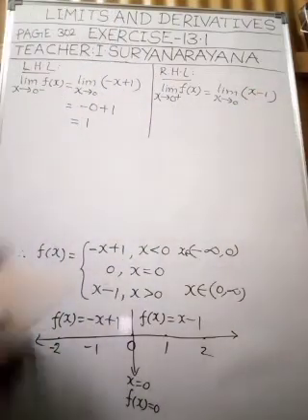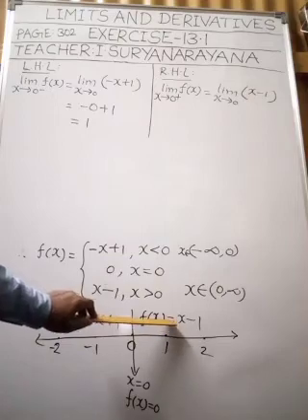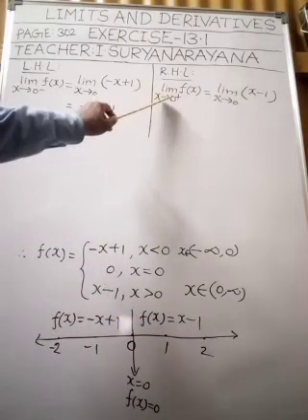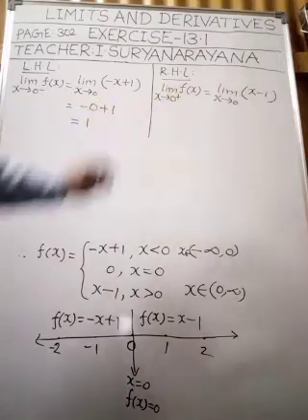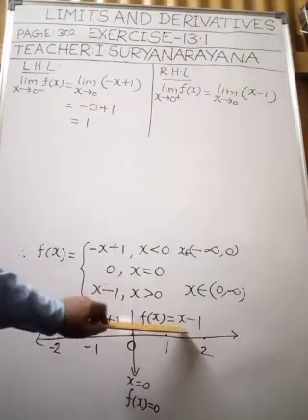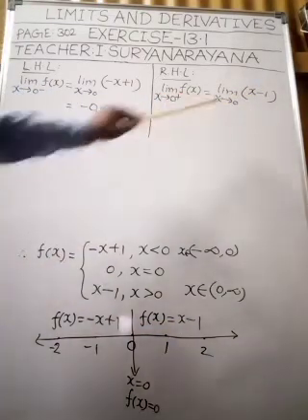Understood this step, my children? We should not take this f of x; you have to take this one only, because x is approaching 0 plus, which means x is greater than 0. When x is greater than 0, f of x is defined like this, x minus 1. That is why we have to take this function only. Understood this step, my children?